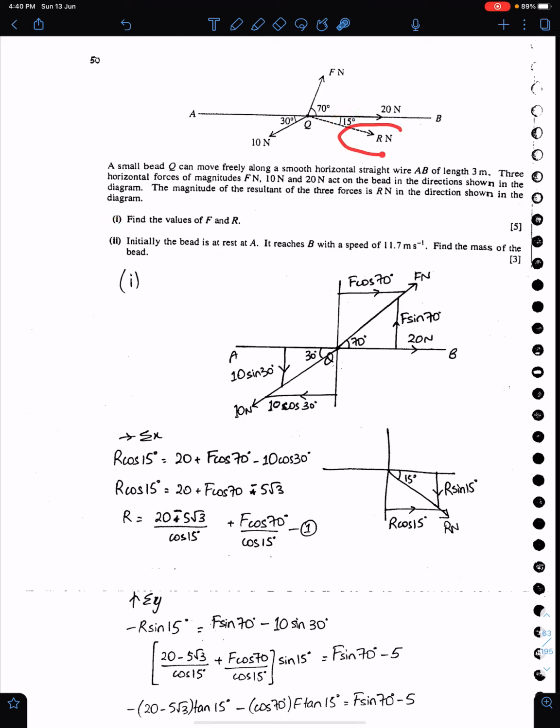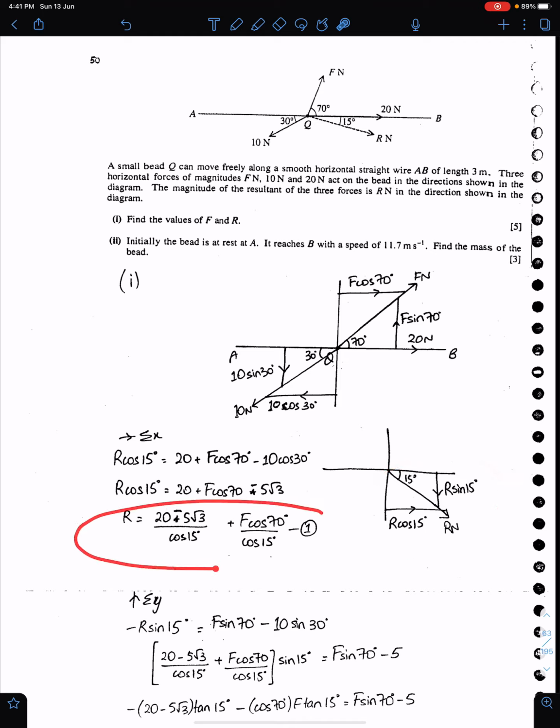We already have discussed this in the first lecture on resolving of forces. Whenever resultant is given, we resolve resultant separately and forces separately. This is the force diagram of these three forces. This F has two components, this 10 has two components. And this is the force diagram of this resultant. You just need to equate sigma x of both and sigma y of both. Sigma x of this will be 20 plus F cos 70 minus 10 cos 30. And this must be R cos 15 because sigma x of this is R cos 15.